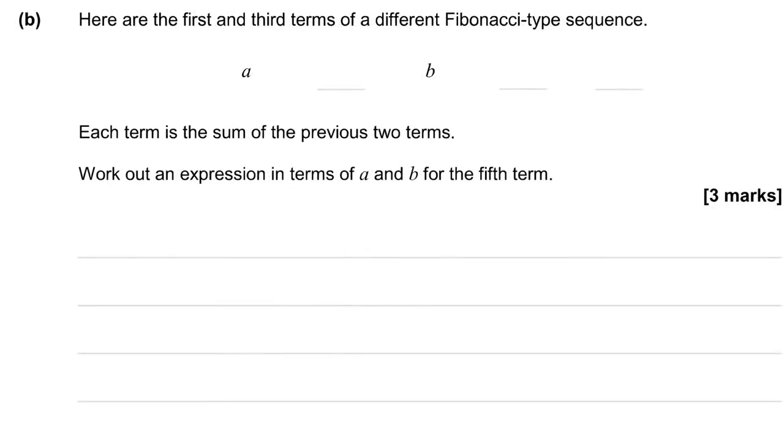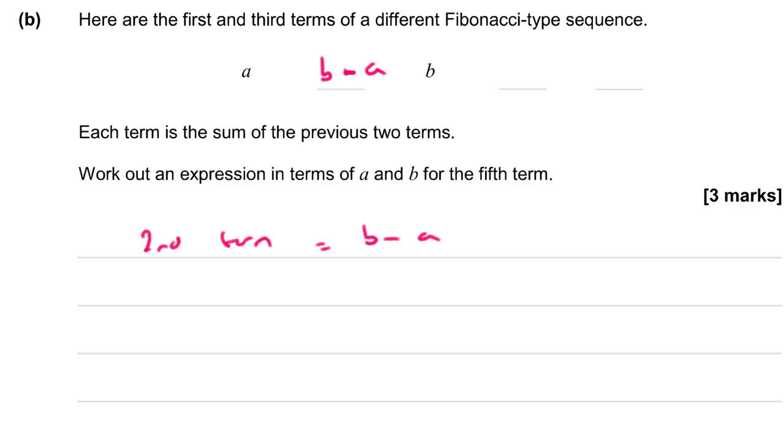Here are the first and third terms of a different Fibonacci type sequence. Each term is the sum of the previous two terms, and work out an expression in A and B for the fifth term. Okay. So as we said earlier, normally what we would do is take whatever is in here and add it with the A, and that would give us the value of B. So the second term of this sequence is going to be the difference between A and B, which is basically B minus A, isn't it? So the second term is B minus A.